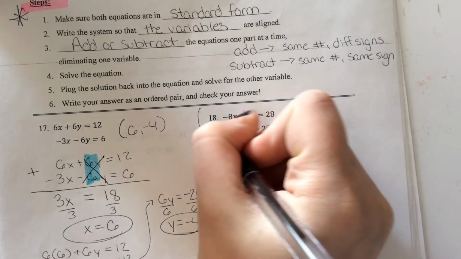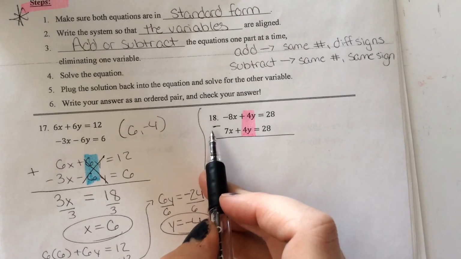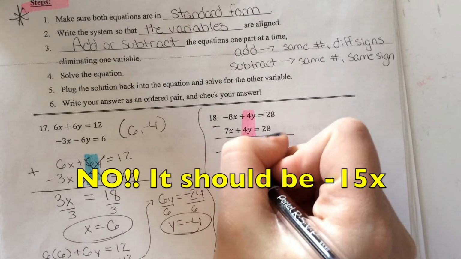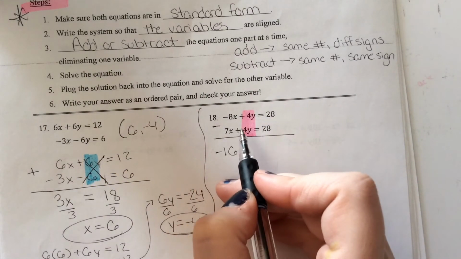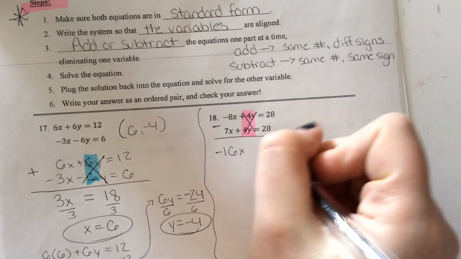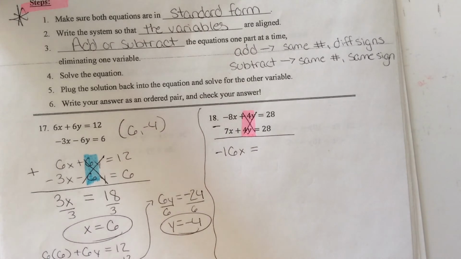Subtract. All right. Set it up like an equation. Now we have negative 8x minus 7x. That's going to be negative 16x. 4y minus 4y is 0. There's the elimination part of this. Equals 28 minus 28. Uh-oh.